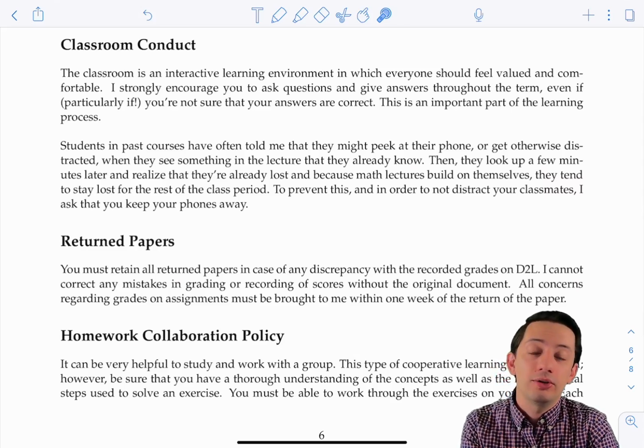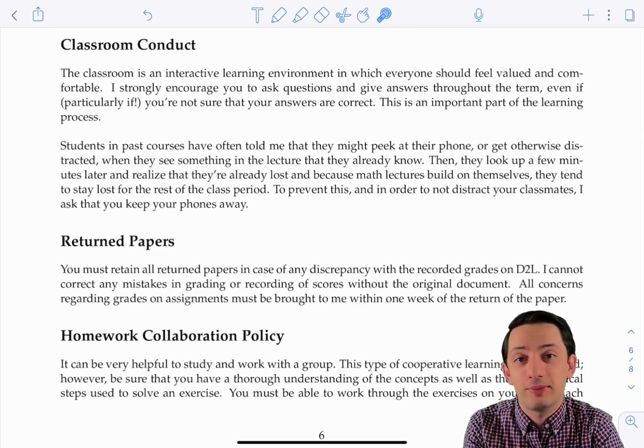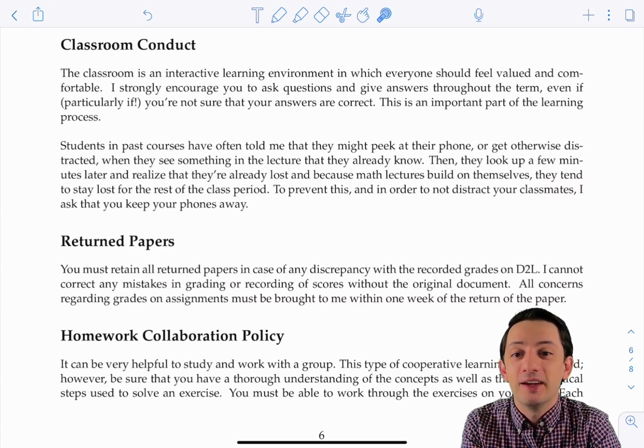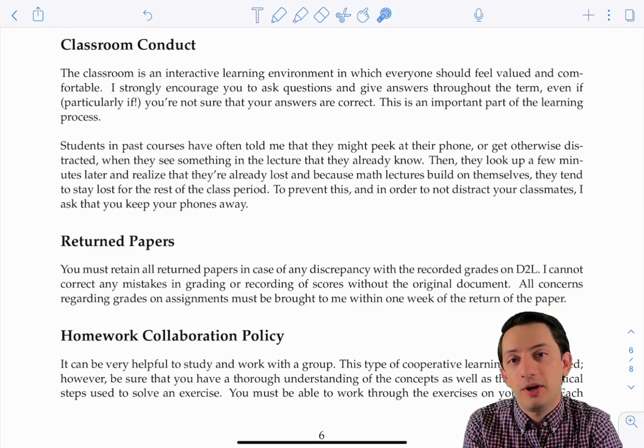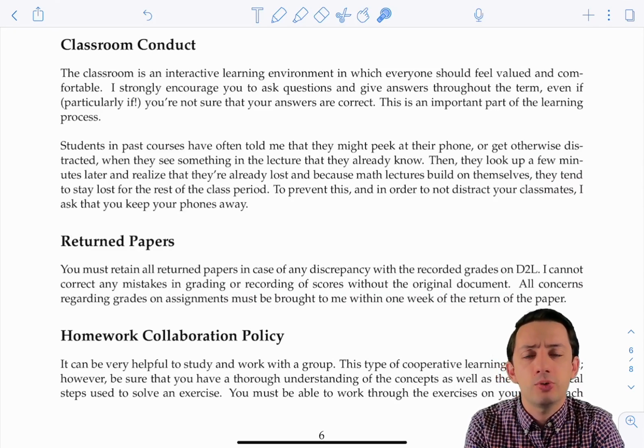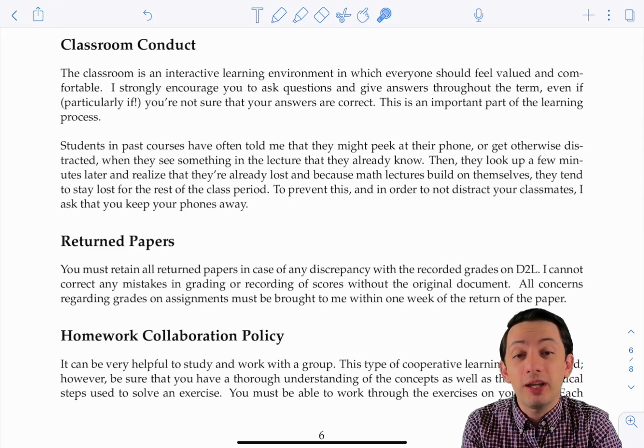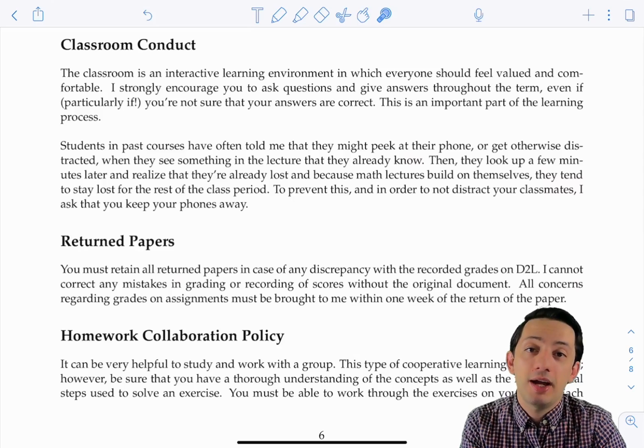Classroom conduct. Well, for the lectures, we don't have a classroom, unfortunately. It's just me and the webcam here. But in your discussion sections, you will have a small group of people. I think right now there are like 15 to maybe 20 people. I think it's really important, especially in small classrooms, to be interactive. So if your TA asks a question, you should volunteer an answer. Even if you're not sure your answer is right, just raise your hand and try to give an answer.